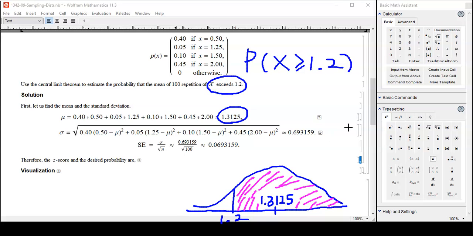Now, if you do your z-score computation using end minus center over SE, and then look up the z-table, you'll be able to get the left-hand side shading. Get that from the normal table, and what I want is the right-hand side, so subtract from 1, and you're going to get what you want. Make sense?